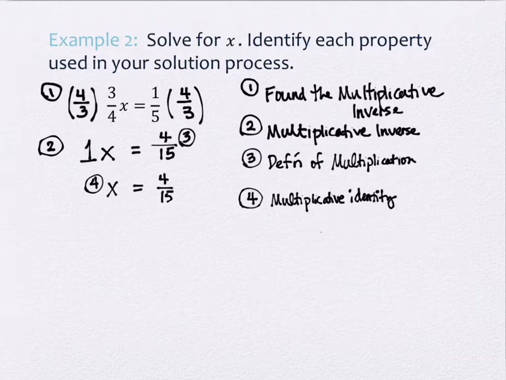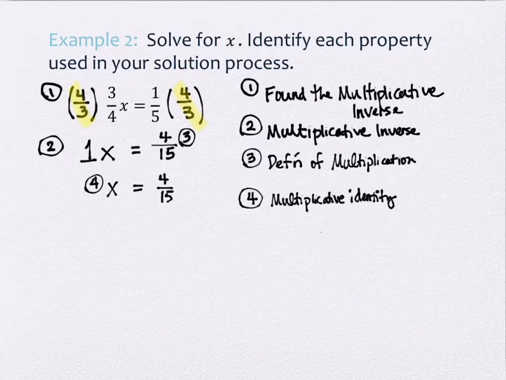There's one other property I didn't mention, although I certainly could have, and probably should have. When I multiplied by the 4/3 on both sides, that process of doing something to both sides is actually the multiplicative property of equality, right? It didn't change the fact. If 3/4 x equals 1/5, then multiplying 4/3 on both sides keeps it equal as well. That's another multiplicative property of equality. So there's that as well.